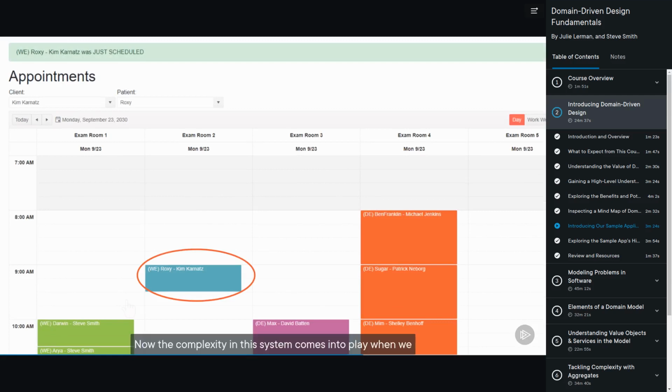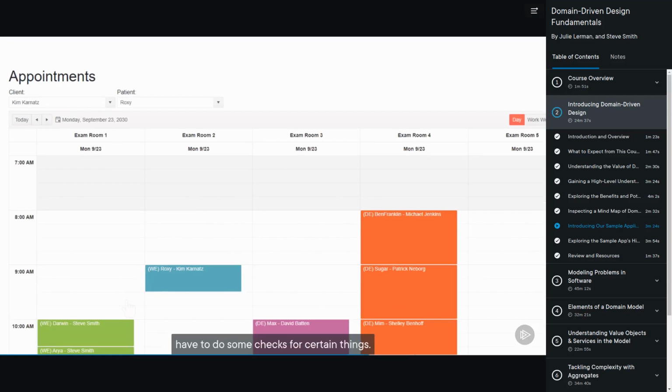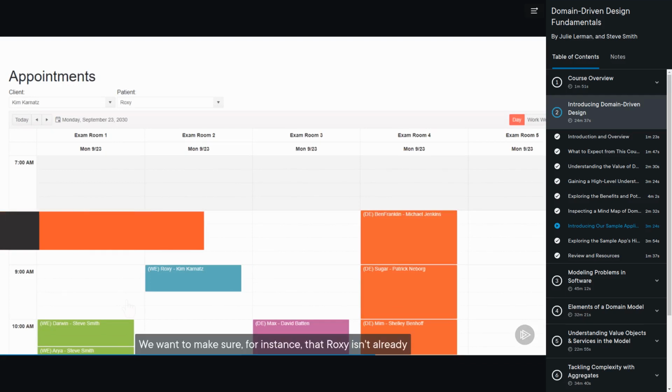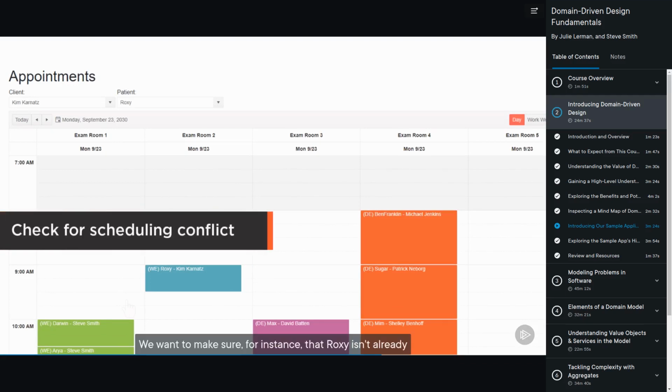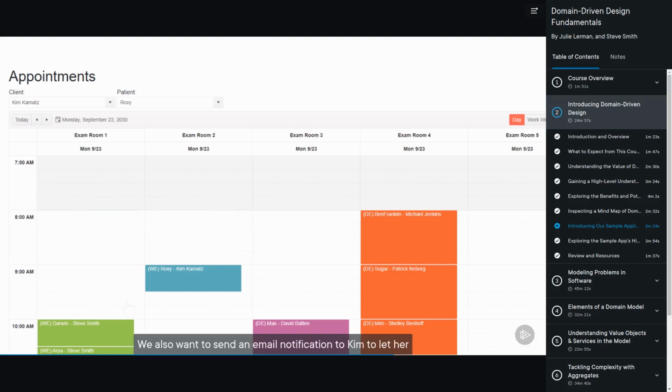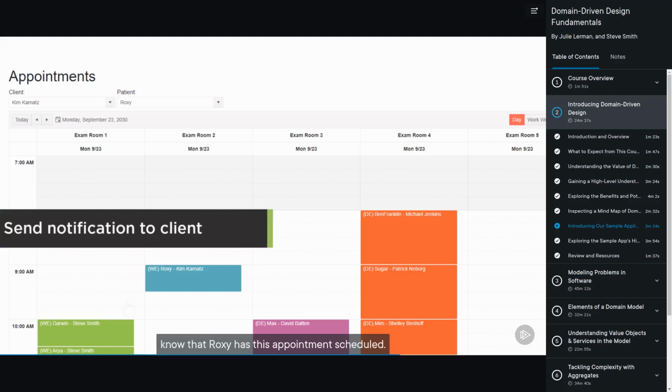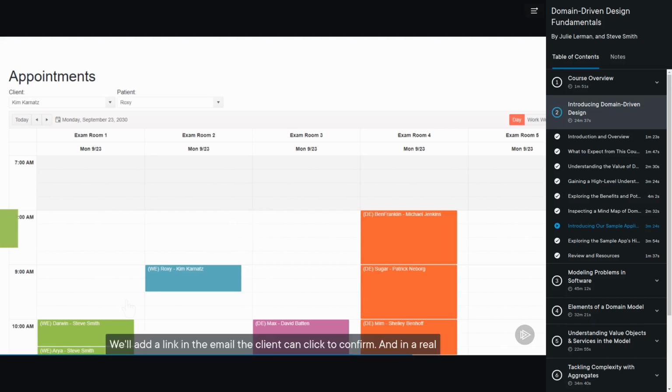Now, the complexity in the system comes into play when we have to do some checks for certain things. We want to make sure, for instance, that Roxy isn't already scheduled in one of the other rooms at this exact time. We also want to send an email notification to Kim to let her know that Roxy has this appointment scheduled. We'll add a link in the email the client can click to confirm, and in a real system, perhaps it would add it to their calendar of choice. The idea is to cut down on no-show appointments for the clinic.